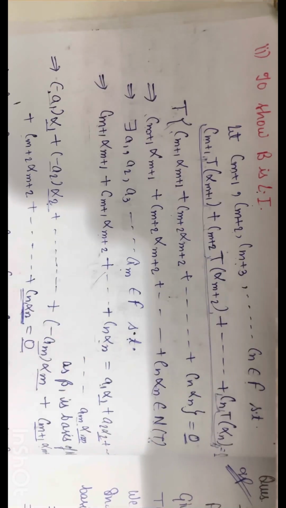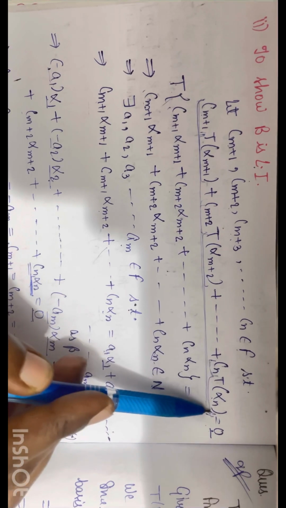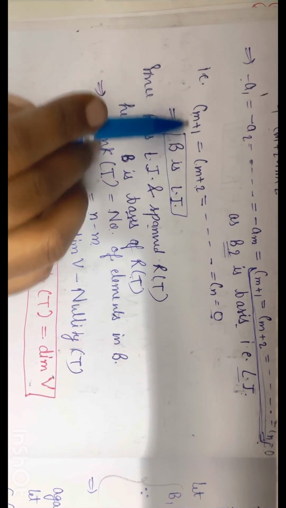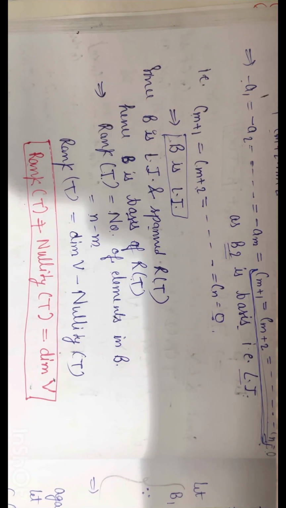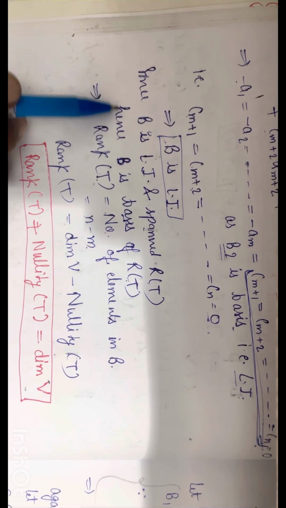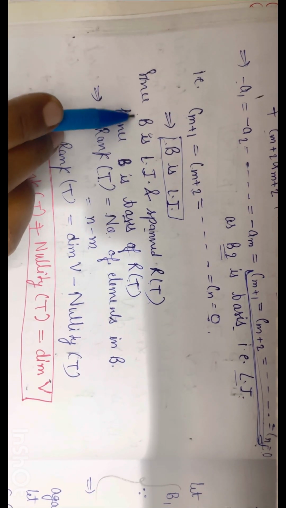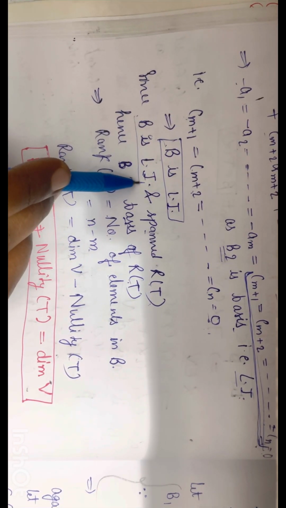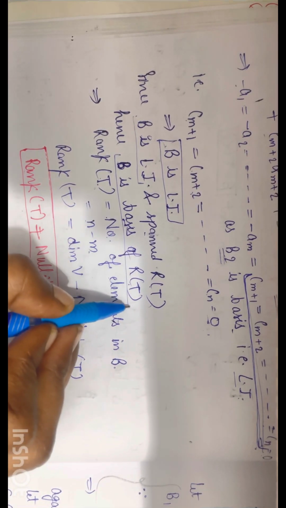Here we have put the linear combination of these elements equal to 0, and we are getting that these scalars are 0. So we can say that these are Li by the definition of Li. So from the first part we have proved that B is spanning RT. From here we are proving that B is linearly independent. So it is proved that B is a basis of RT.